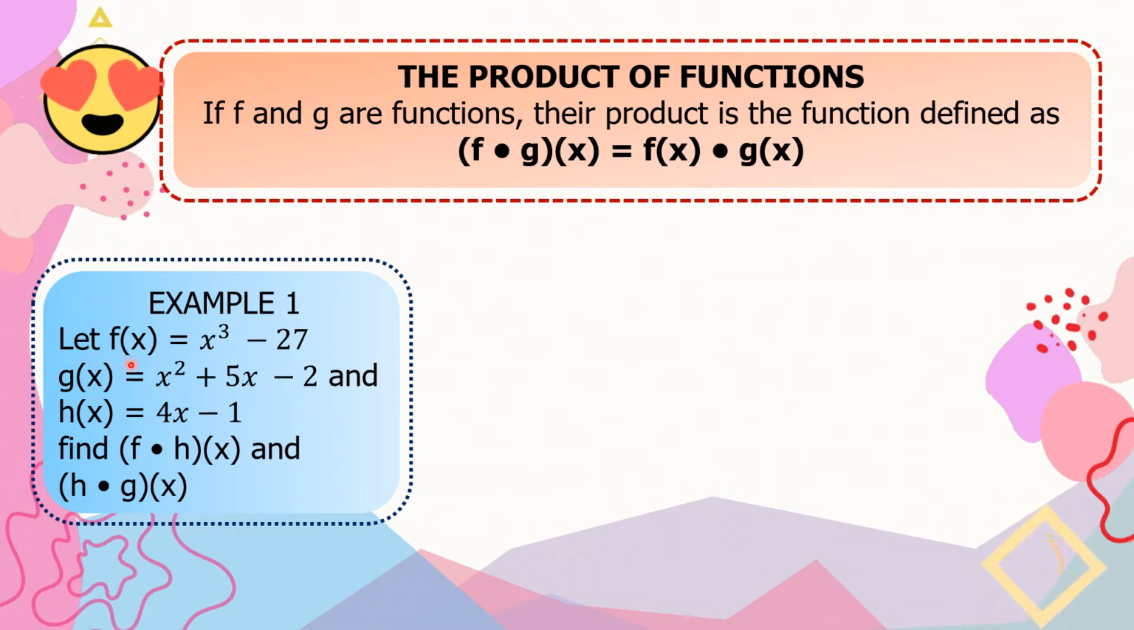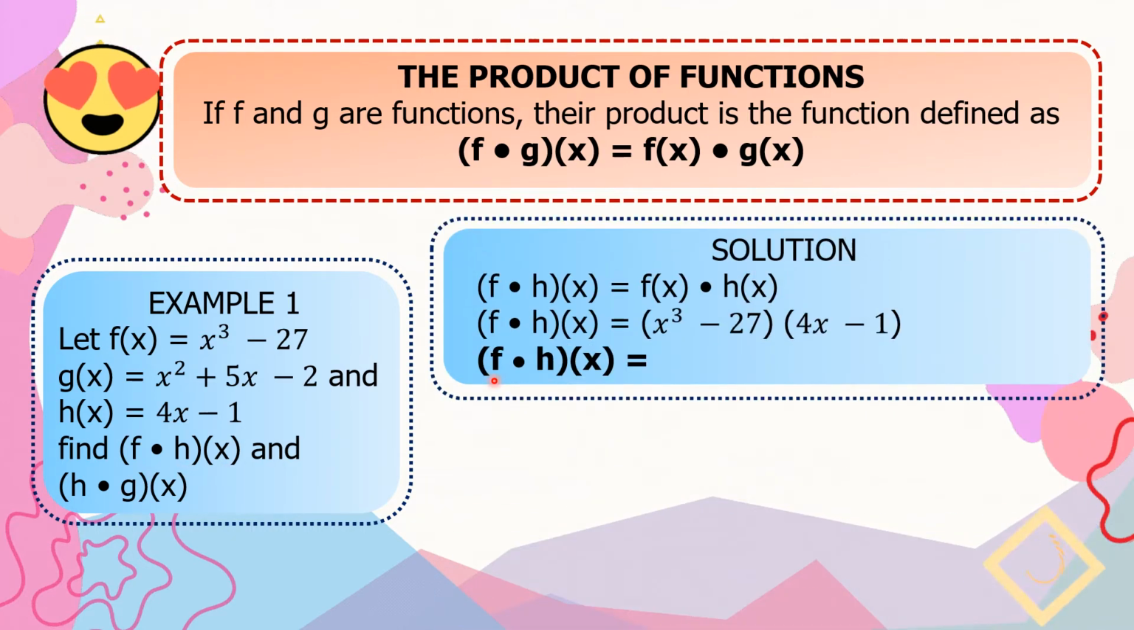Let f of x is equal to x cubed minus 27. G of x is equal to x squared plus 5x minus 2. And h of x is equal to 4x minus 1. Find f times h of x and h times g of x. So, dalawa yung ating kukunin. So, unahin natin ang f times h of x.